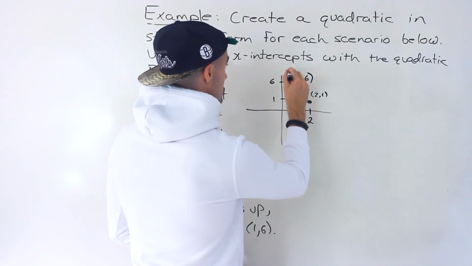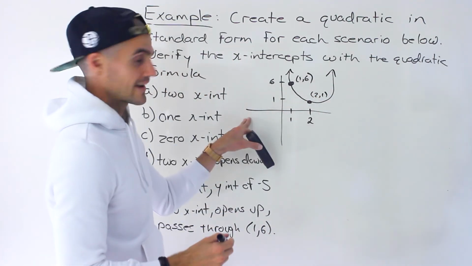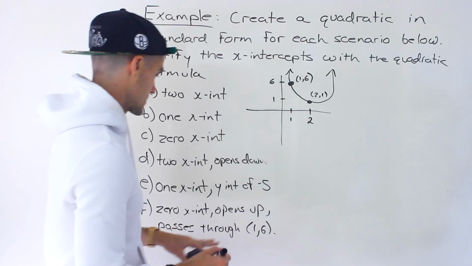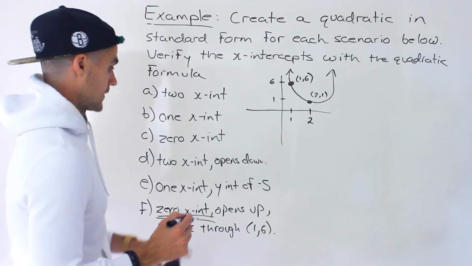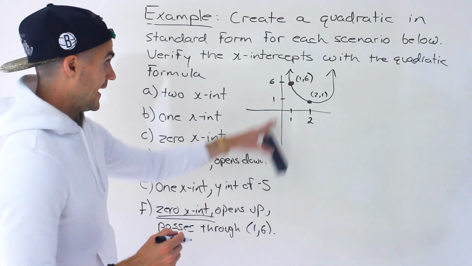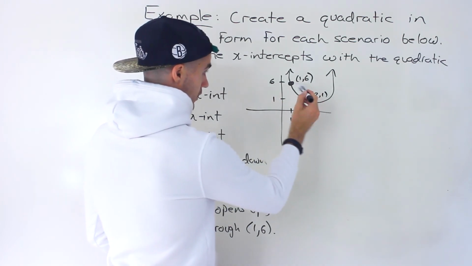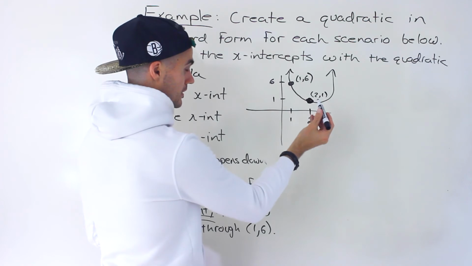So this quadratic is looking like this. Notice it's not crossing that x-axis. So it has 0 x-intercepts as required. It opens up, and it's passing through 1 and 6. You could have put this vertex anywhere over here below the 1 and 6. Could have been on this side as well. I'm just going to keep it here.